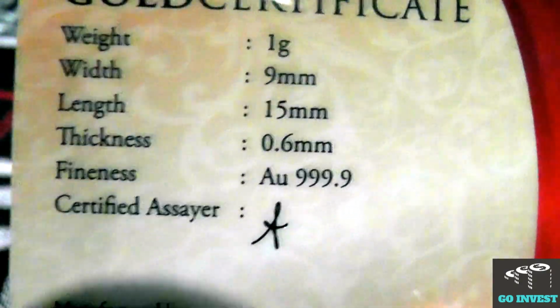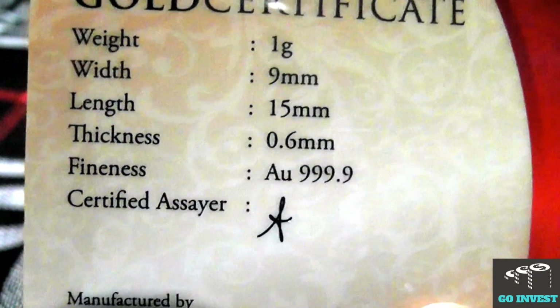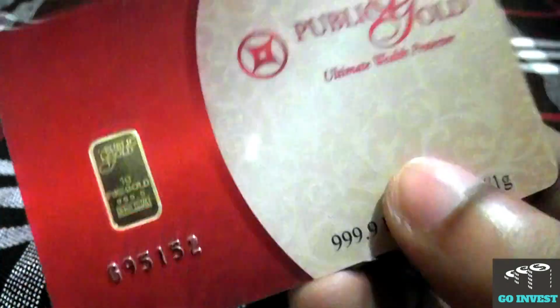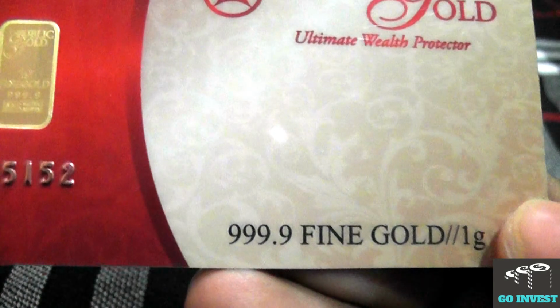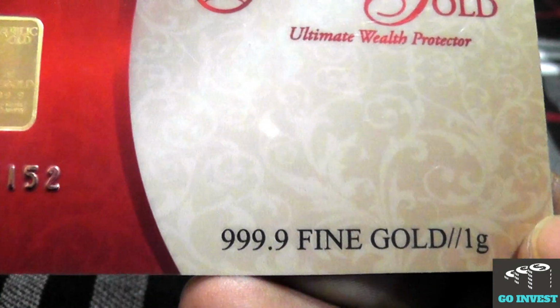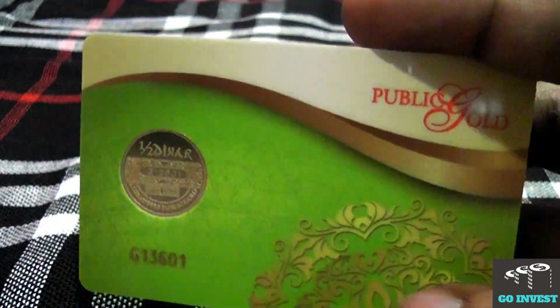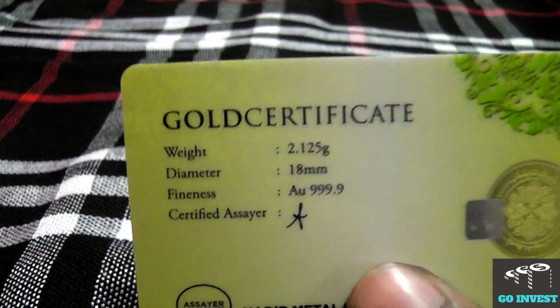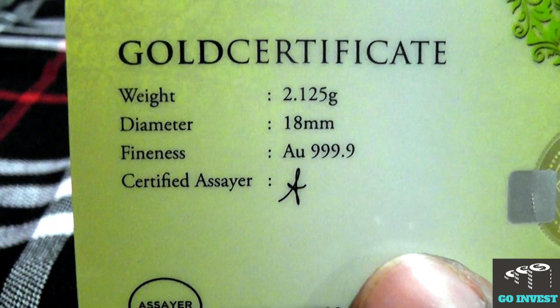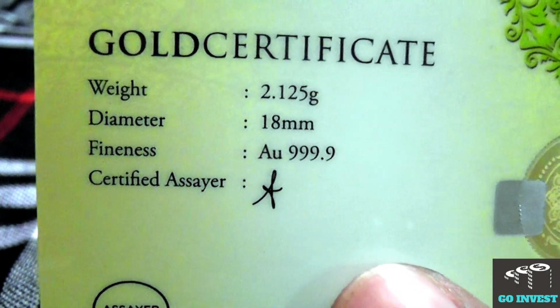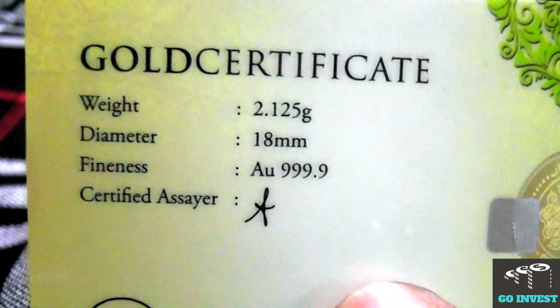AU. AU stands for gold, and 999.9, that means it's 99.9%, and also it will be written at the front, 999.9 fine gold. And this is the gold coin. Also you guys can see, okay, it's written at the back, gold certificate. The finesse is AU. AU stands for gold, and 999.9, that means it's 99.9%.